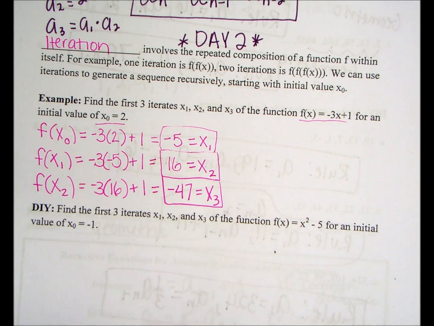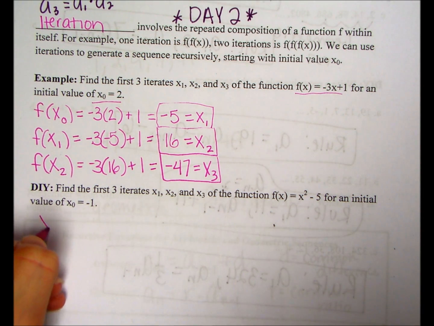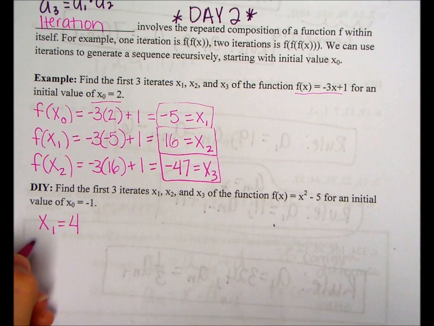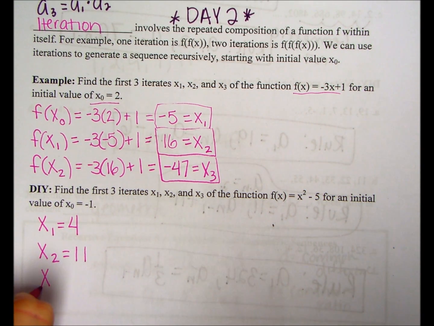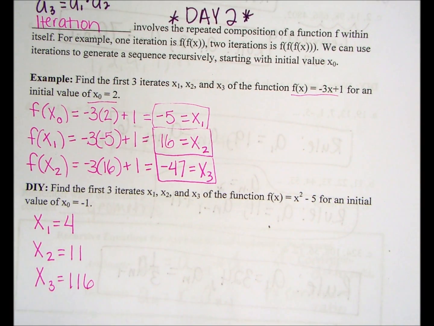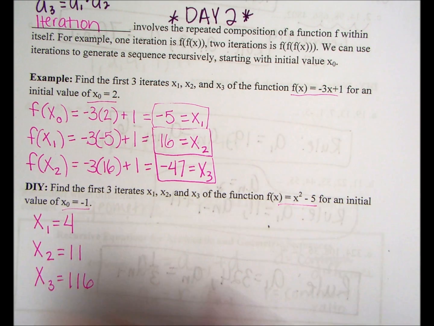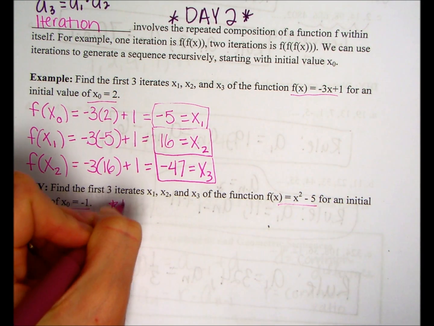The next problem is a DIY. I will tell you the next three, and hopefully you guys can get the same numbers that I do. The first one I get is 4. The second one I get is 11. And the third one I get is 116. So make sure that you can do it on your own. This will be our function, and we're going to start at negative 1. And just be careful.